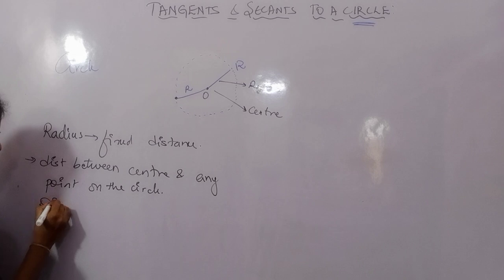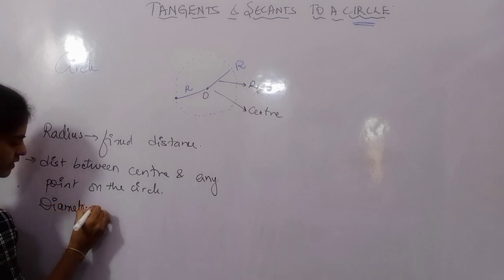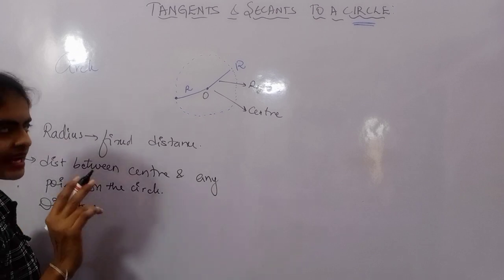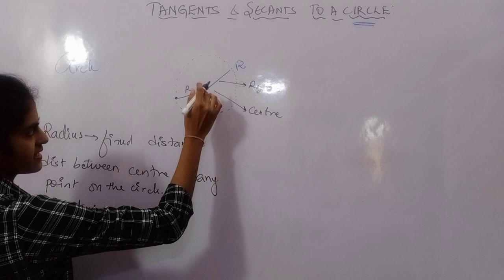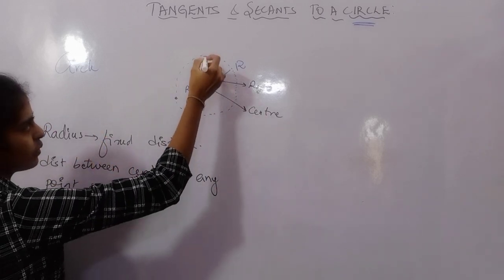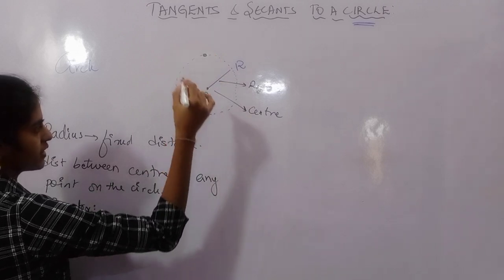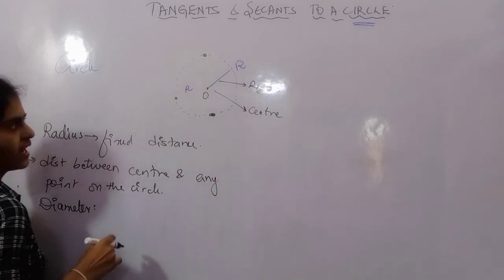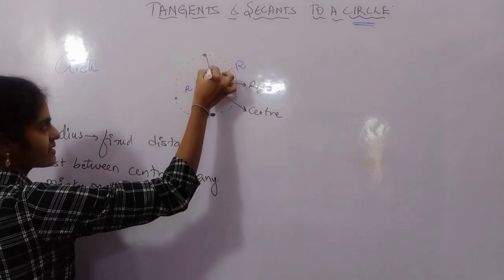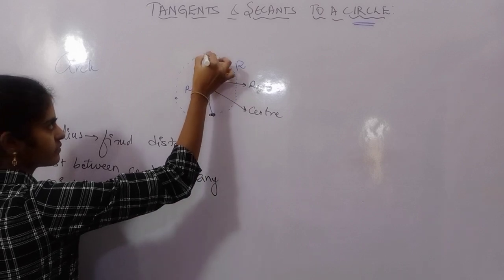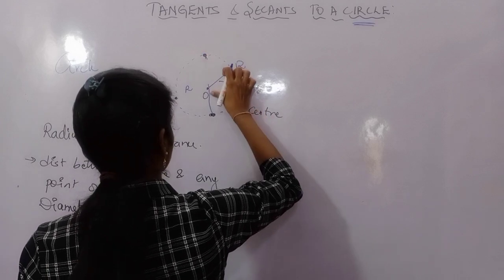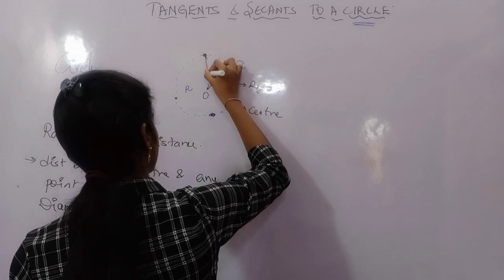Now what is the meaning of diameter? Diameter is nothing but a line segment. If this is a circle, I take a line segment joining two points on the circle, for example this one point and this other point, and I want it to pass through the center. It is a line segment, so it has to be a straight line.